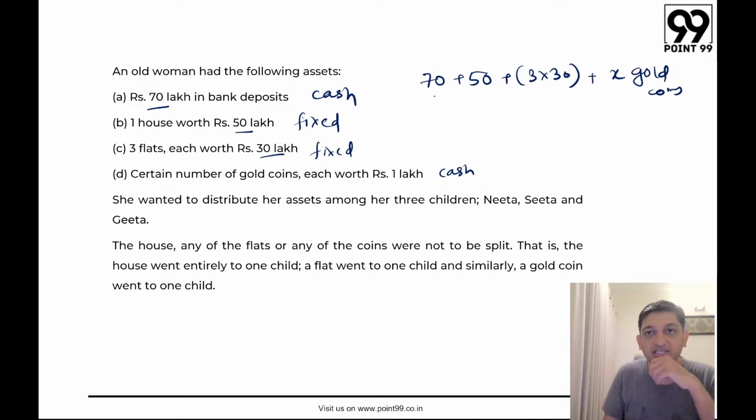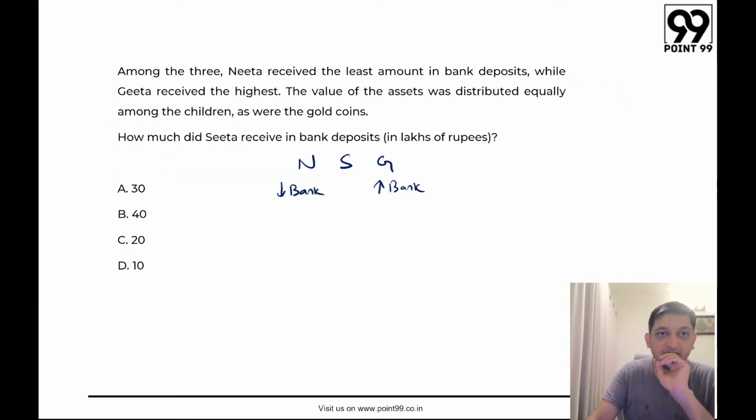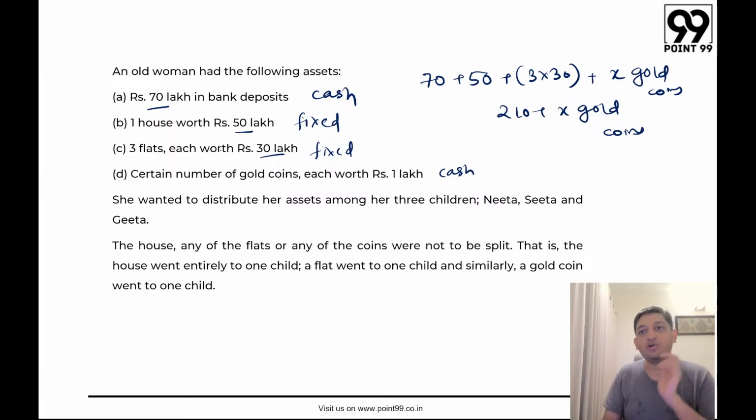Fine. So total कितना हो गया? 70 plus 50, 120 plus 90 is 210 plus X gold coins. Fine. So that is what she had in totality. अगर देखेंगे तो this is basically what we're talking about in terms of lakhs. So 2.1 crores plus X gold coins थे. Now we have been told that the value of the assets was distributed equally and the gold coins were also distributed. अच्छा, so overall they were distributed equally.